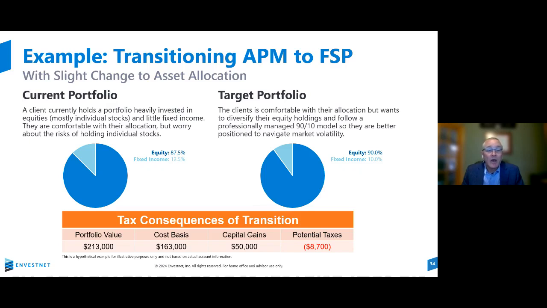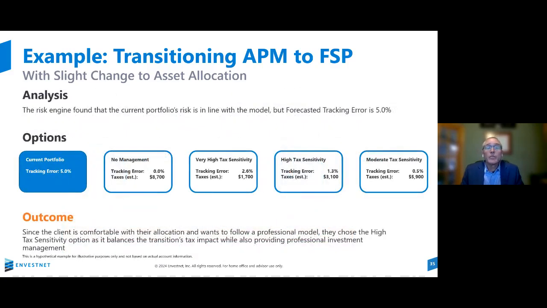In this case, it's a $213,000 portfolio, cost basis of $163,000, which means there's unrealized gains of $50,000. And so if you were to immediately move to the target model, given that you're in individual stocks now and will be moving to funds, you would have a potential tax bill of $8,700. Pretty meaningful tax bill. And so this is what the proposal would illustrate.